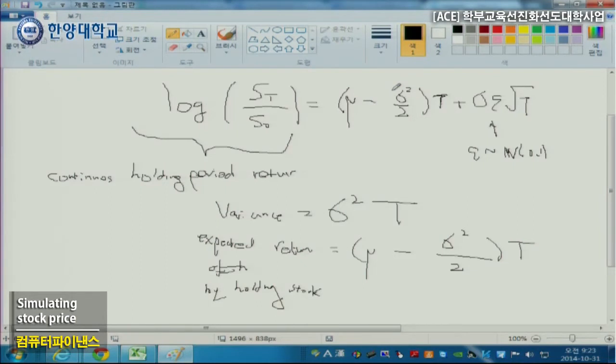Then the question is why we subtract sigma squared over 2 times t. Okay, this is a bit harder to explain.